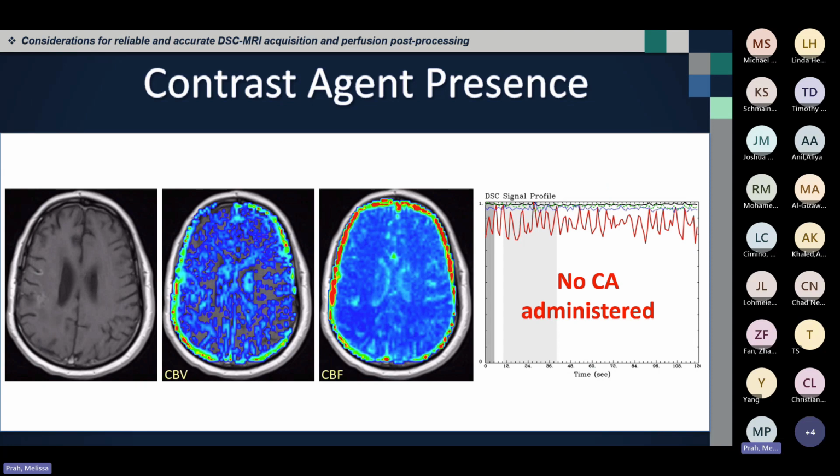In the example shown here, the contrast agent was not given during the DSC acquisition. Aside from the somewhat oscillating noise, the DSC signal is relatively flat. You can see that in the other tissue types as well. In addition, the RCBV is mostly speckled or spotty in appearance, and the CBF has a relatively flat appearance. And this data is uninterpretable.